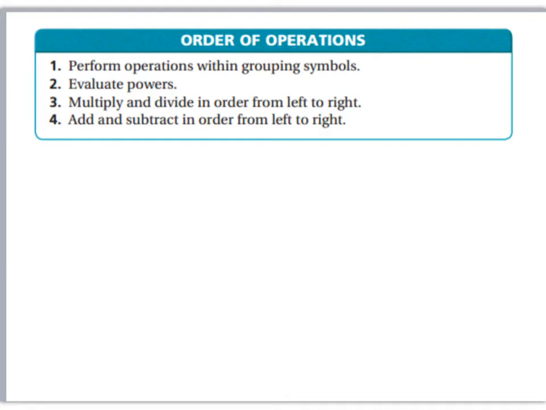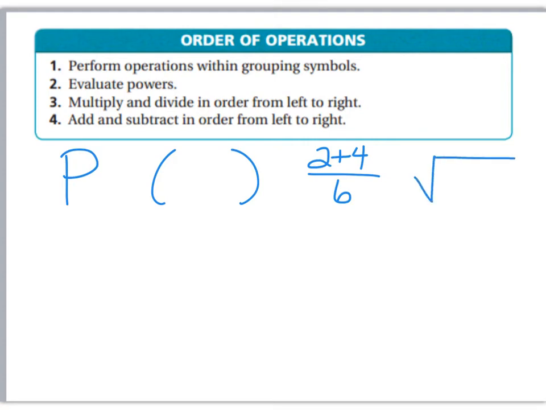So we're going to start with the first one, perform operations with grouping symbols. In PEMDAS, that would just be your P. And those are things like parentheses, or if you have problems with fractions and you have 2 plus 4 on the top and 6 on the bottom, then you want to do the grouping at the top, even though there's no symbols. That's a grouping. Later on, we're going to have radical signs, and you want to do everything inside the radical sign before you do things outside. That's how come sometimes people will put a G there for grouping instead of a P.